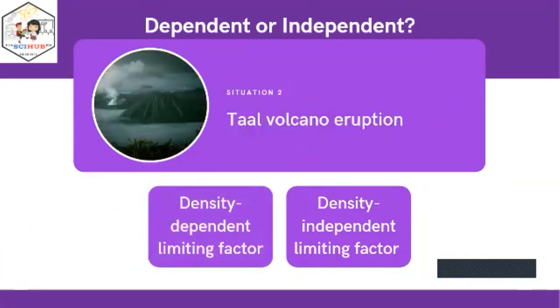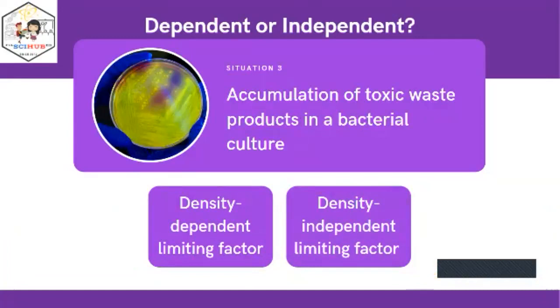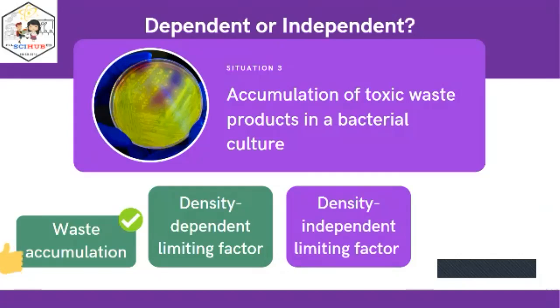Next, situation 2, Taal volcano eruption. If your answer is density independent limiting factor, you're correct because this is a natural disaster. Okay, now we will proceed to situation number 3. Accumulation of toxic waste products in a bacterial culture. If your answer is density dependent limiting factor, you're also correct because ito yung waste accumulation natin. And remember, yon biological processes nga siya. And yung accumulation ng toxic waste sa bacterial culture is a normal process.